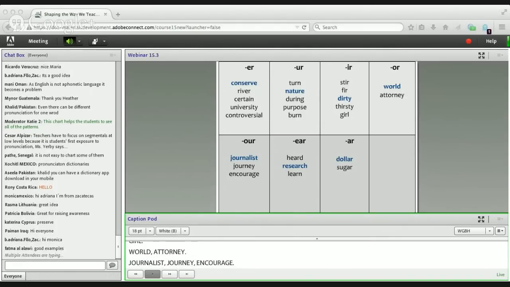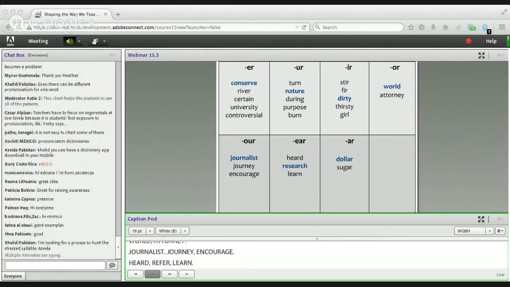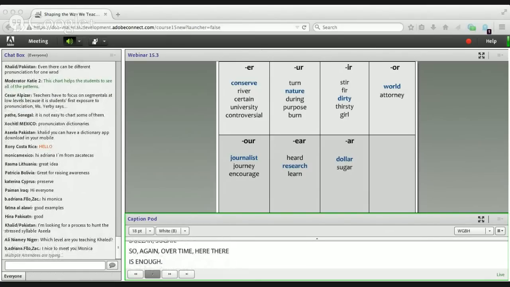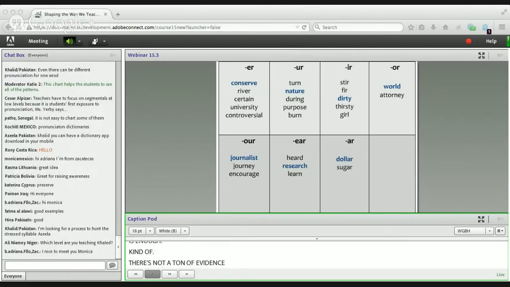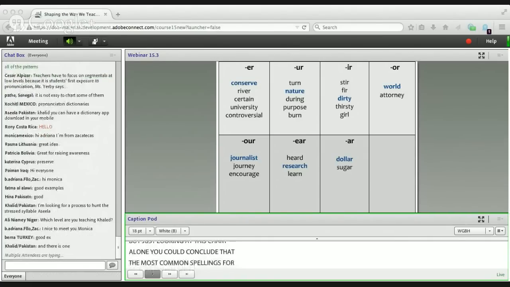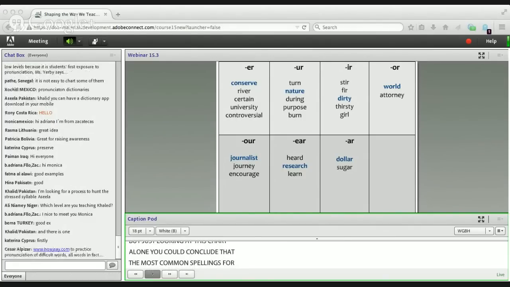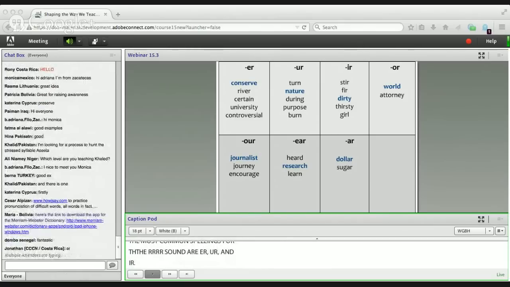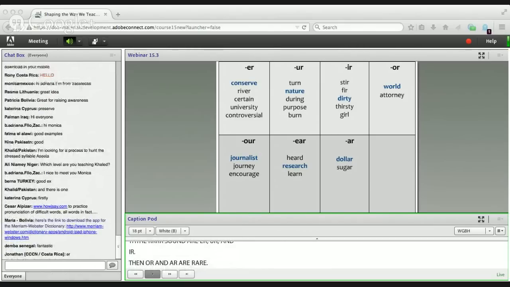So again, over time there's not a ton of evidence, but just looking at this chart alone, you could conclude that the most common spellings for the sound are ER, UR, and IR. And then OR, UR, EAR, and AR are rare. AR is extremely rare. Most of the time in English, you're going to have star, bar, car. AR is going to be pronounced R, but you have a few odd exceptional words.